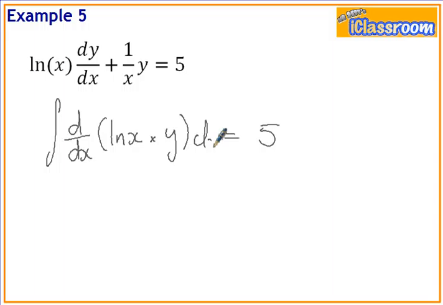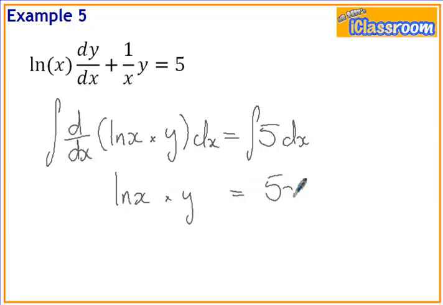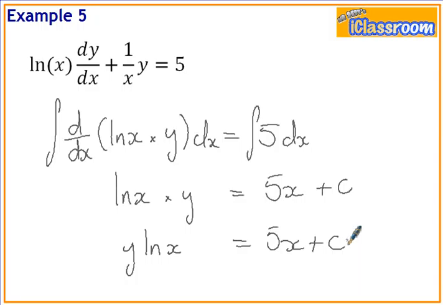Integrate both sides with respect to x, and I end up with log of x times y equal to 5x plus c. Never forget that plus c. Again, so that there's no confusion about me multiplying x by y and taking logarithms, or taking logarithms and then multiplying by y, I'm going to tidy this up to write it as y times log of x, which is equal to 5x plus our constant of integration.